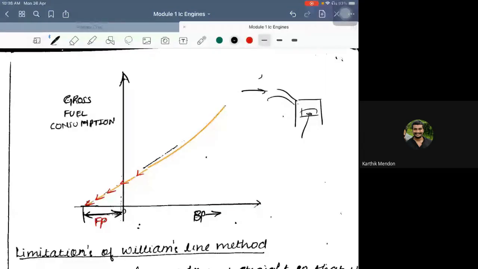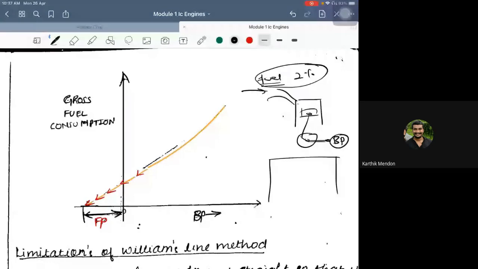Okay. Suppose you supply 2% of the fuel, what is the amount of BP that you are getting? So brake power you have to calculate, brake power and the fuel. You just make a tabular column like this, fuel consumption versus BP, correct? So for 2%, how much is the brake power you are getting? Suppose it is 36 kilowatts.